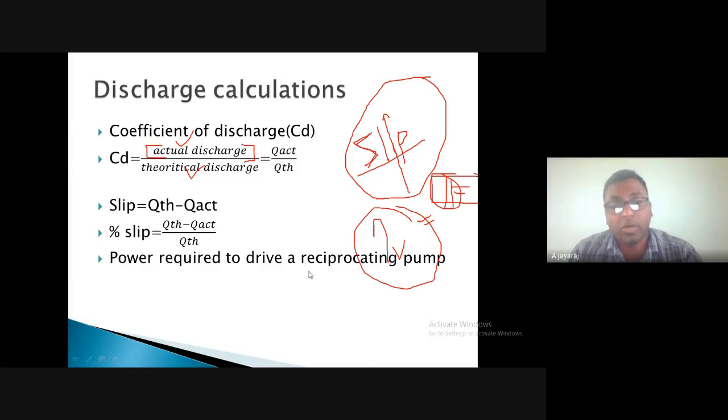Power required to drive the reciprocating pump. So what is the power required to drive reciprocating pumps? The power required is rho g Q H. H is nothing but the manometric head. For whichever head we need to supply the water, that is the manometric head, H.